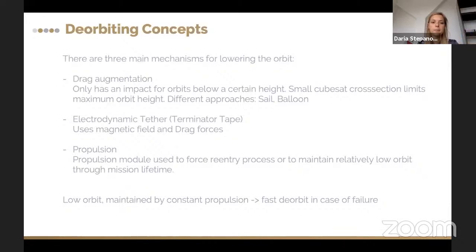This one has impact only on orbits below a certain height. For CubeSats on orbits above 600, that might not work anymore. The approaches here are sails or big balloons. Another one is the electrodynamic tether. This one uses magnetic field and drag forces and can be utilized on any orbit, but I think it's not as efficient as the first one. And propulsion modules: the satellite needs to change its attitude, turn on propulsion, and decrease the orbit.